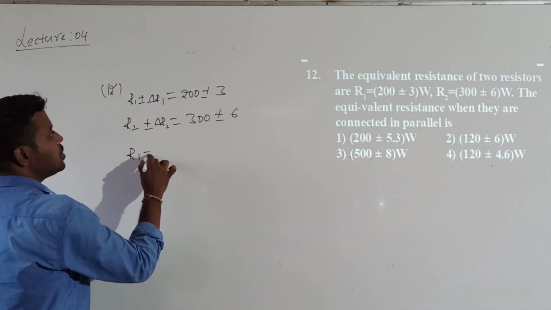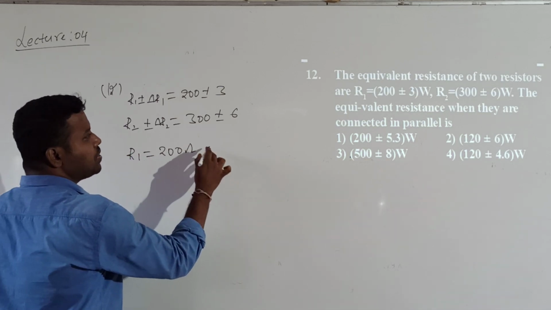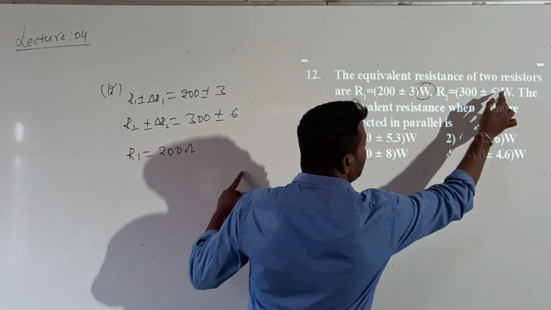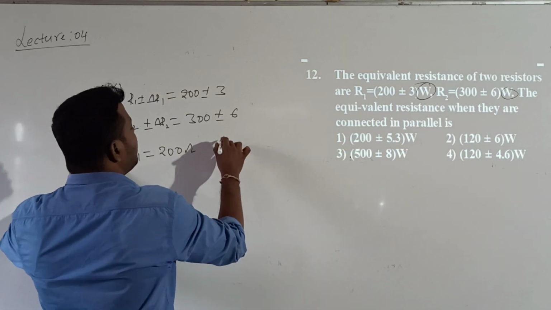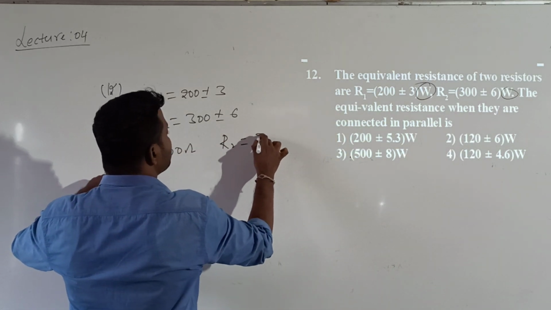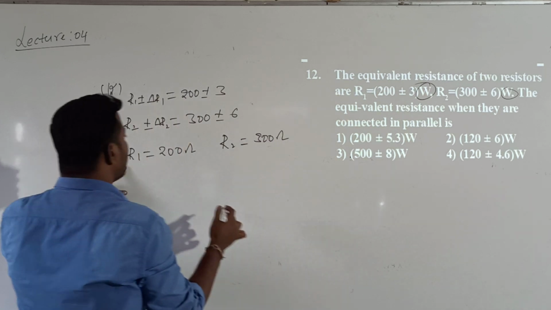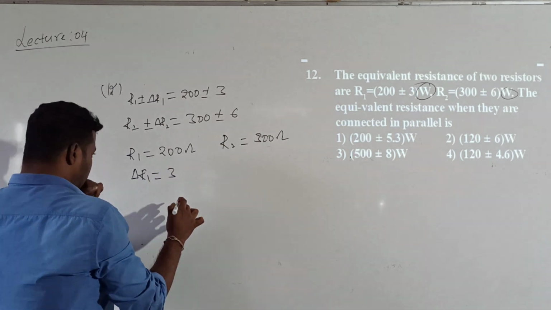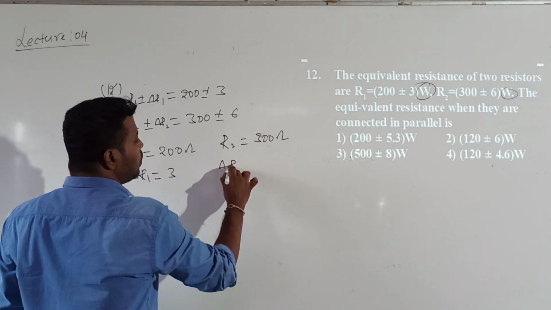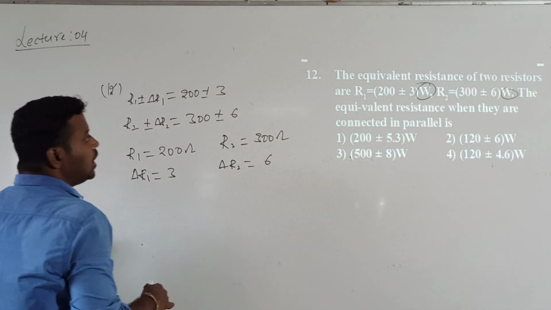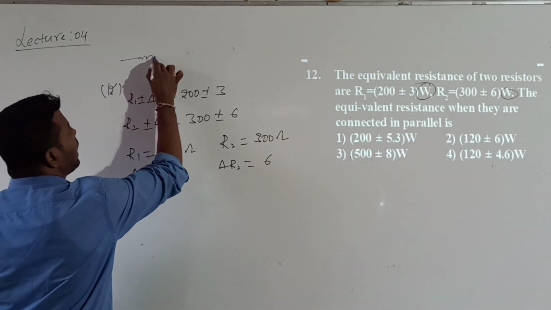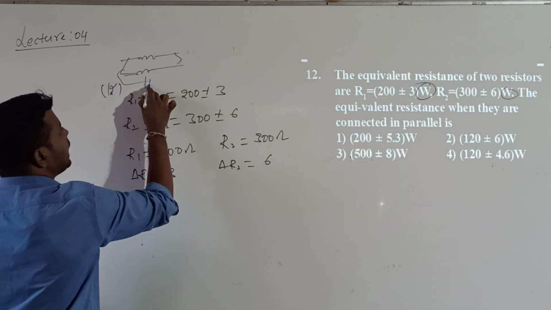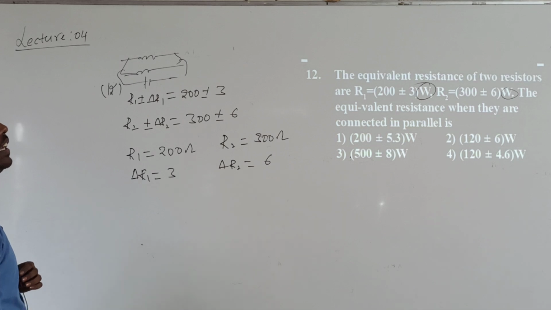So R1 value, how much? 200 ohms. It is not watt, ohm; the units were a mistake. And what about the R2 value? It will be 300 ohms. And delta R1 value is plus or minus 3, and delta R2 value is 6. Now these two resistors are connected in parallel. When they are connected in parallel, what are they asking us to calculate?